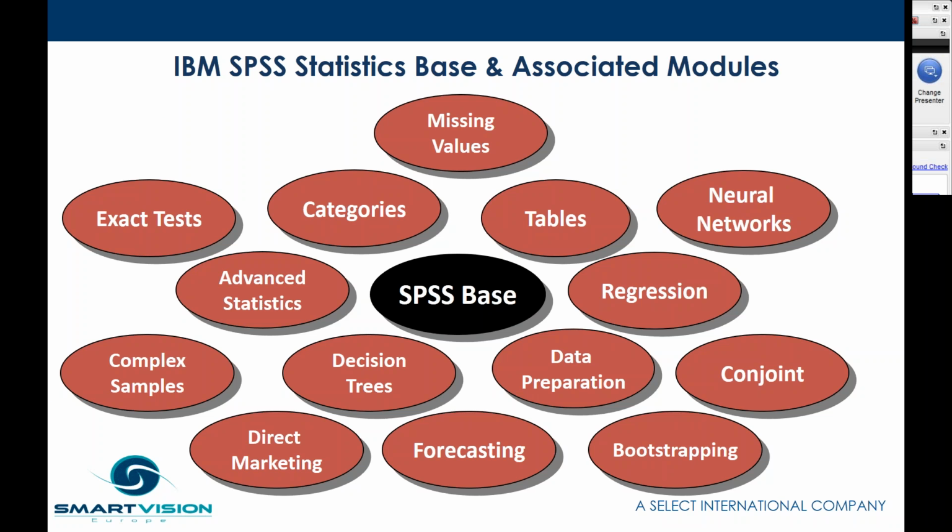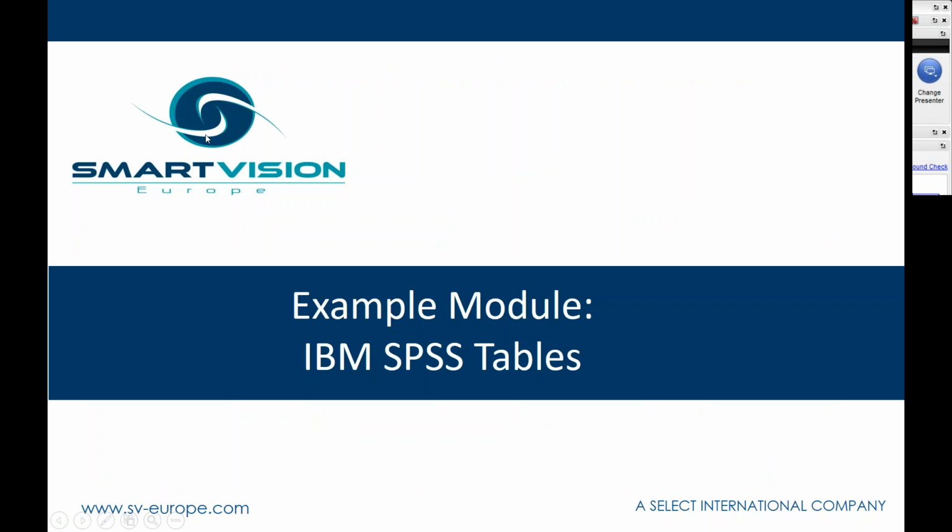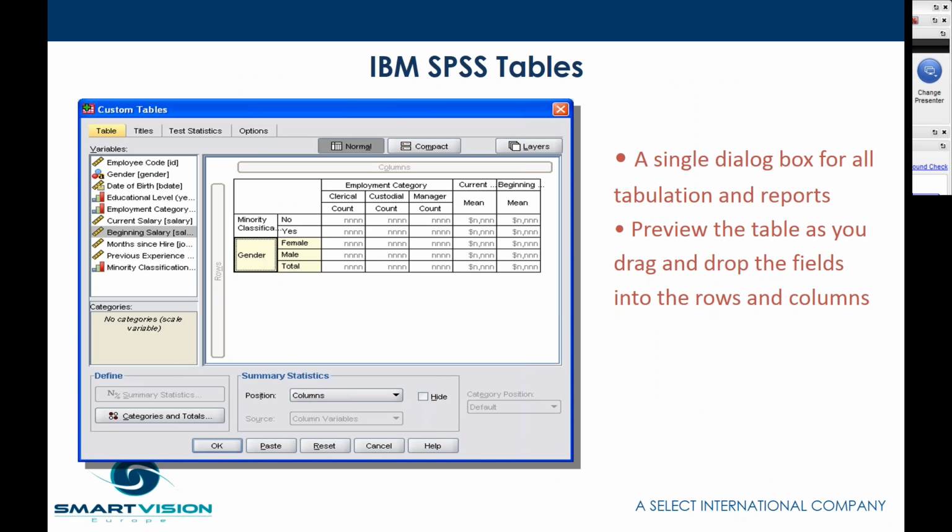So as an example of that, if we focus on one of them, here's one example here. This is the IBM SPSS tables module, and we'll be looking at that later on. If you have the IBM SPSS tables module, you'll see a menu item called tables or custom tables, and when you call that up, it shows you a dialog box. This dialog box is a single dialog box, and it's for tabulation and reporting. It allows you to build the table up visually. So you preview the table as you drag and drop the fields into the rows and columns, and you can move them around. It draws out a picture of the table that you're trying to produce.